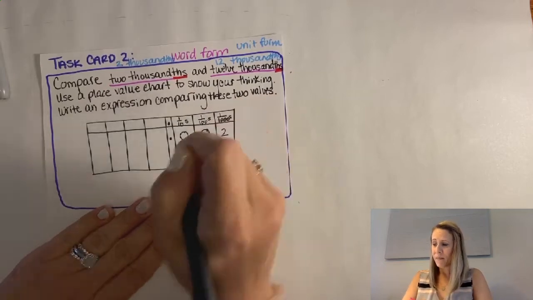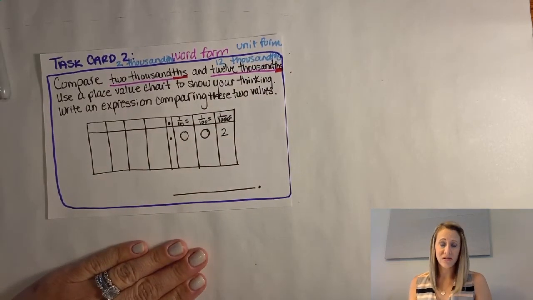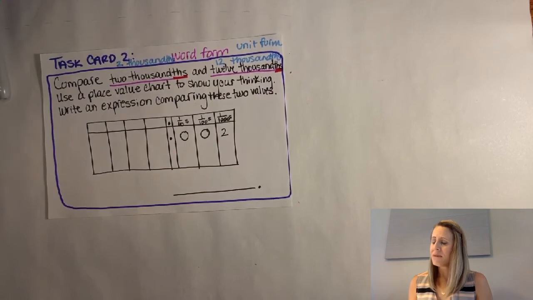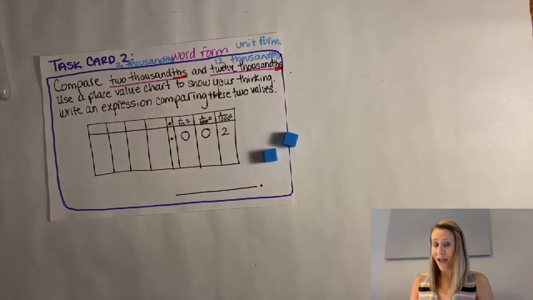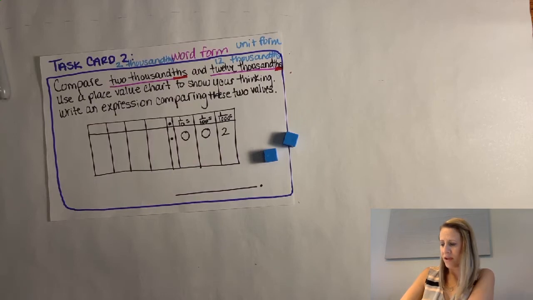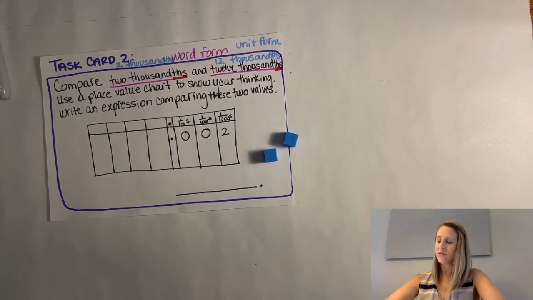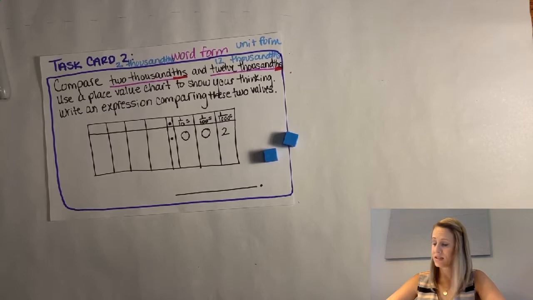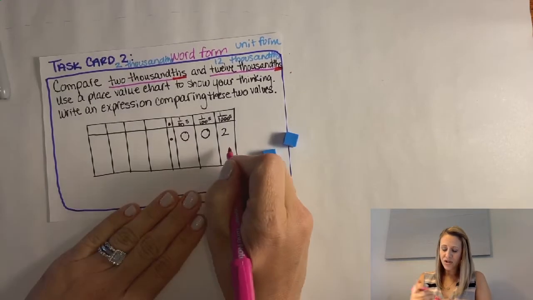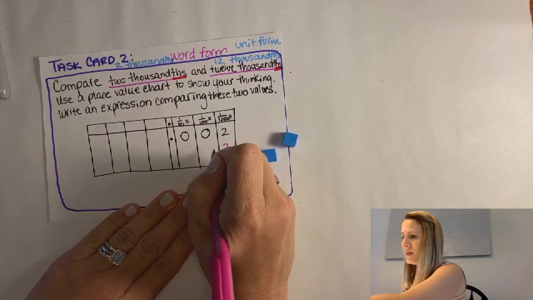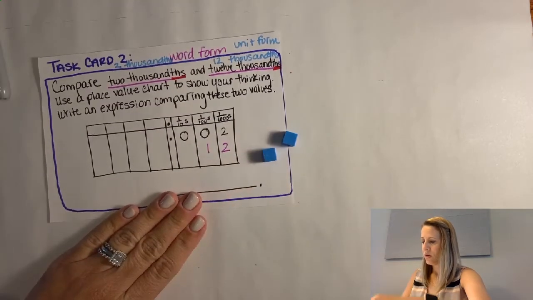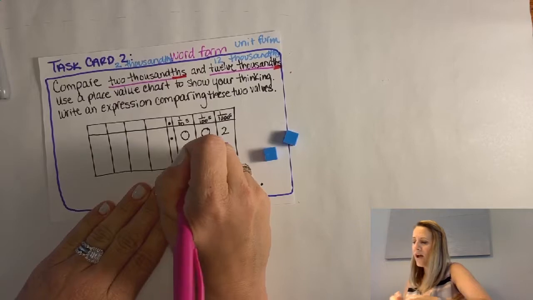For my next number, I have 12 thousandths. That means I need the last digit of 12 to land in the thousandths place. So here's the 2 of my 12. Here is the 1 of my 12. And again, I need a 0 to hold the place of the tenths to show that there's no tenths. So as you're writing that down on your chart, let me see if I can model 12 thousandths.